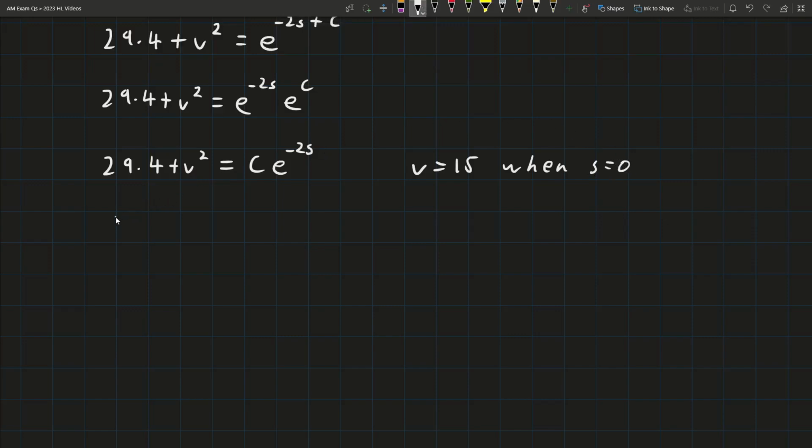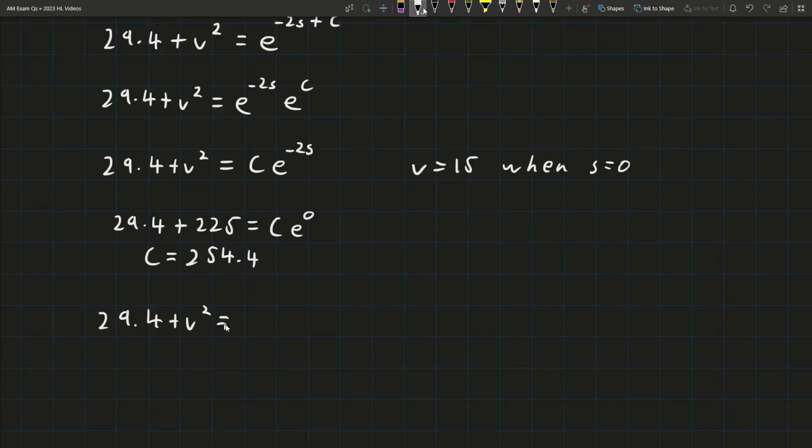So then we're going to have 29.4 plus 15 squared, which is 225. That's going to be c times e to the 0, and e to the 0 is just 1, so that means c equals, and we just add those together, c equals 254.4. So now we can just go back up to where we were and replace the c with that number. So 29.4 plus v squared is going to be equal to 254.4 times e to the minus 2s.